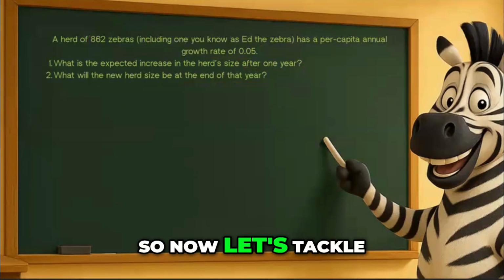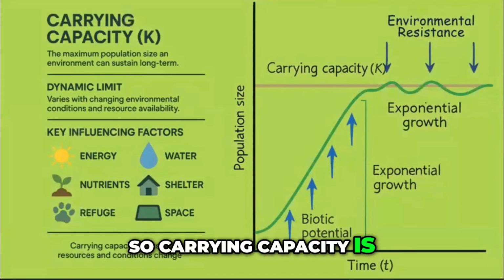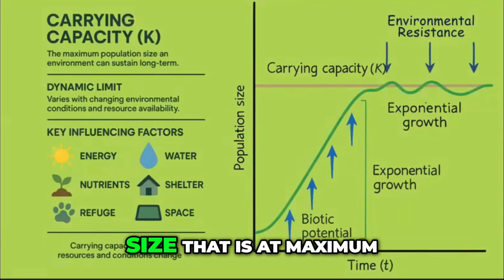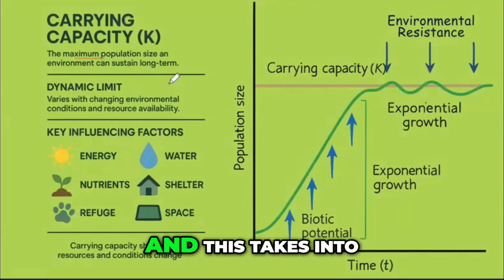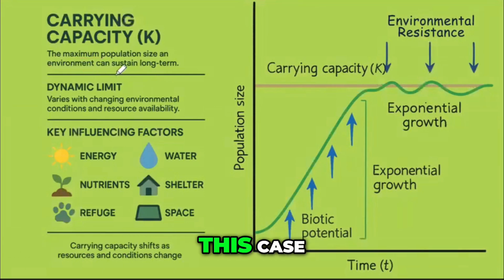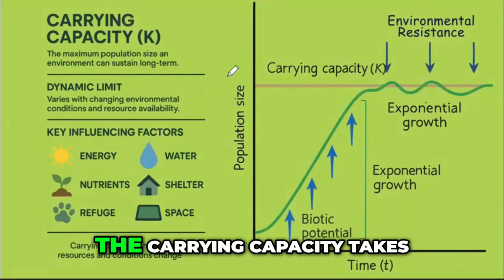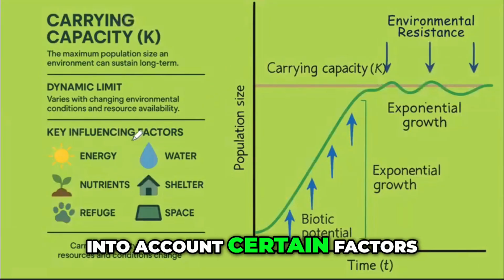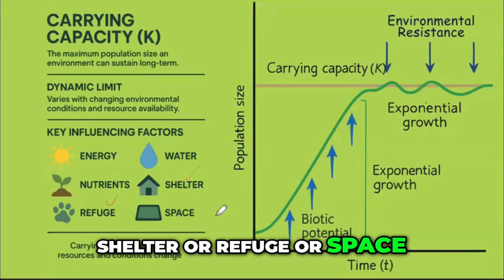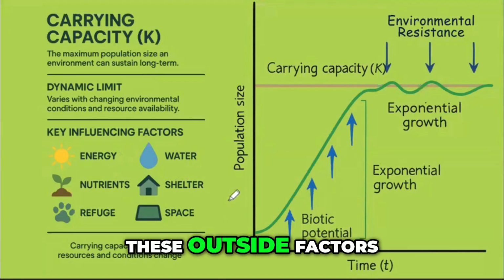So now let's tackle the idea of carrying capacity. Carrying capacity is the concept that we have a population size that is at maximum. And this takes into account the environmental conditions that it sustains. So it's not going to be a J curve like exponential growth. Instead, carrying capacity takes into account certain factors such as energy, water, nutrients, shelter, refuge, or space. So this is important to note, that carrying capacity takes into account these outside factors.